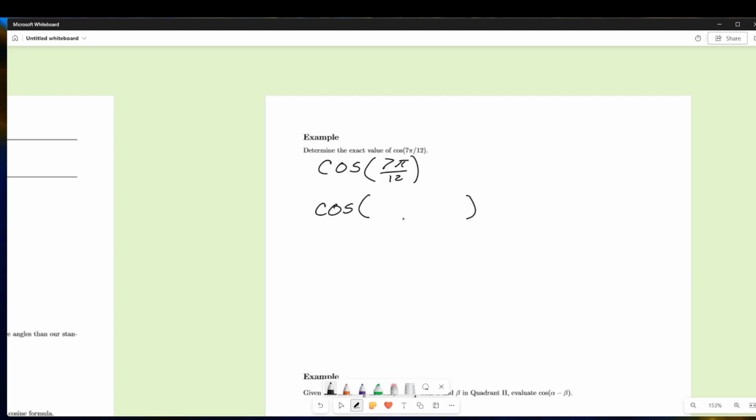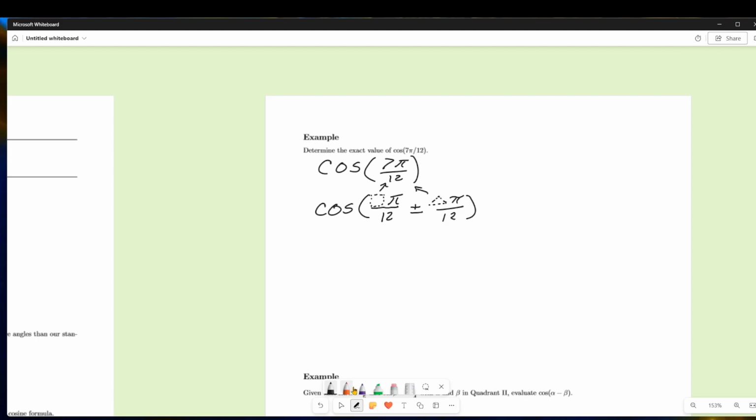And we're going to do that by breaking this up either into a sum or a difference. It doesn't matter because we have a formula for each. And it's going to be some number of pi over 12s, either plus or minus some other number of pi over 12s, such that those add to make the 7 pi over 12, and such that they will both reduce into things we know, things we like, pi over 4s, pi over 3s, pi over 6s.